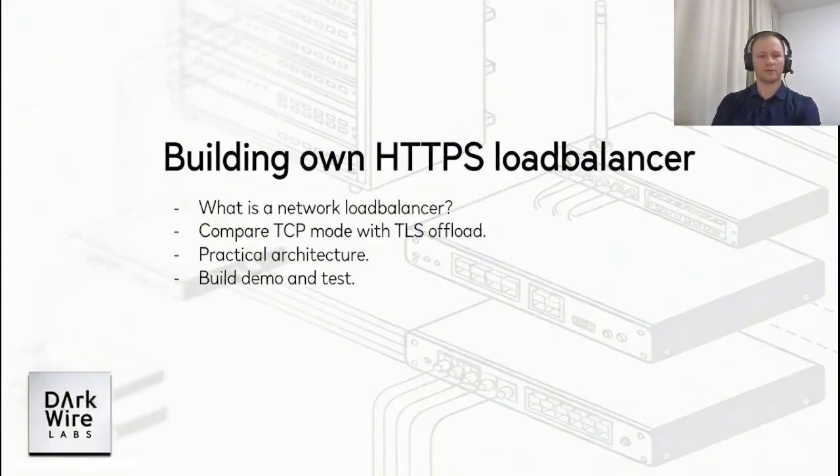Now let's compare two modes of a load balancer, TCP and TLS offload. A TCP load balancer operates at layer 4. In this mode, the load balancer acts as a transparent relay. It does not care about the content of the data, whether it's HTTP, SQL, or even custom binary data. It listens to incoming TCP connections from clients and establishes outgoing TCP connections to the backend servers, just copying bytes from one connection to another.